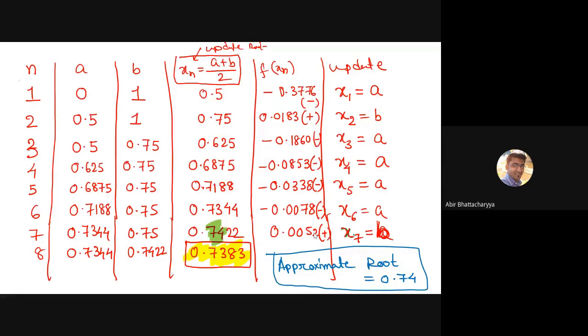That's why the root is not exact. It's an approximate root. It's an approximation. So every time we need to write approximate root. Yes, yes. Every time you have to write approximate root, equal to 0.74, and you can write in brackets up to 2 decimal places, up to 3 decimal places. You can write in brackets. Okay.